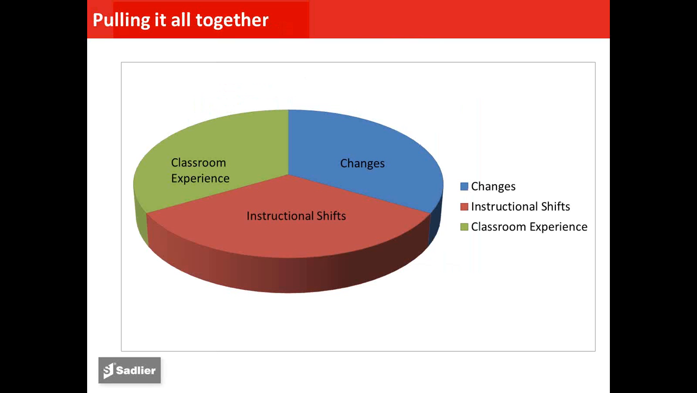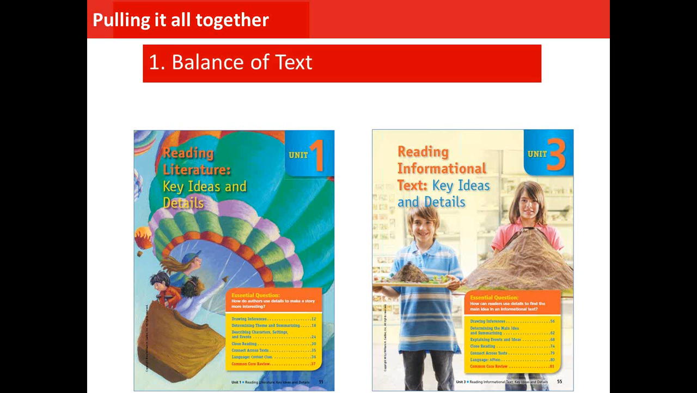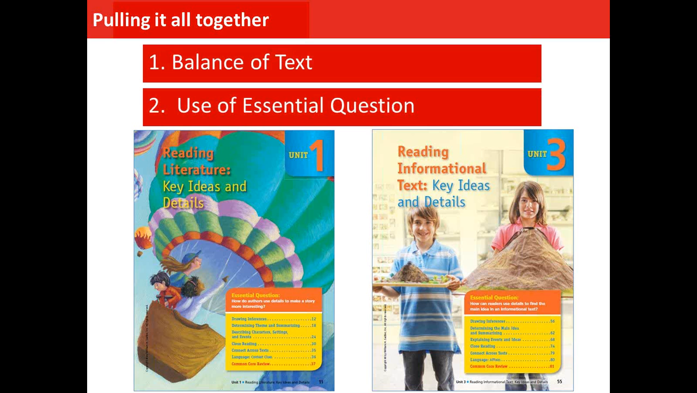So let's pull this all together: the changes, the instructional shifts, and our classroom experience. First, let's choose a large overarching concept, such as key ideas and details, and incorporate the balance of text, both literary and informational text. Then, look at the essential questions. This is going to help students focus on the large overarching concepts that they will be studying.